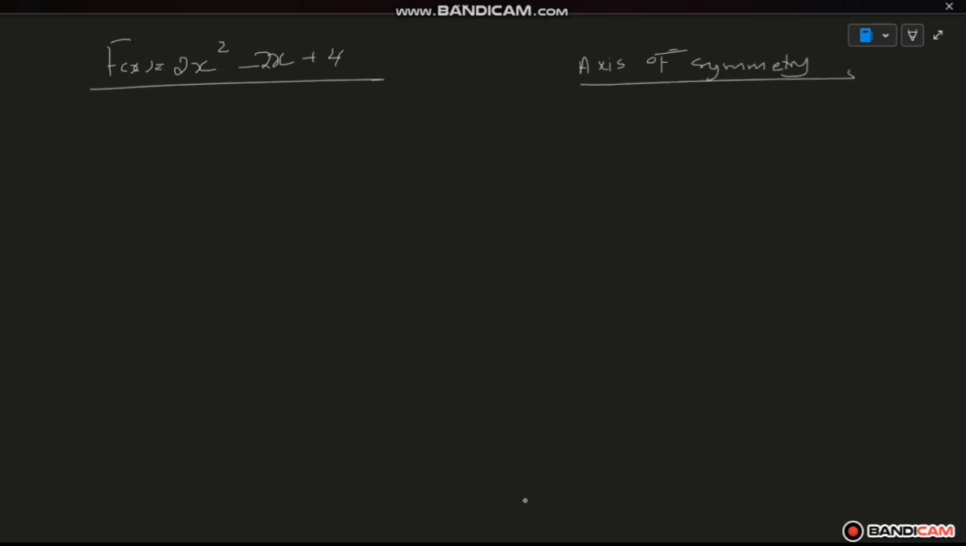Okay, let's try to make an example whereby we are given an axis of symmetry. So let's say we are given f of x as 2x squared minus 2x plus 4. Then you can see here we have something known as an axis of symmetry. So you use the axis of symmetry to find the x value of the turning point. So let me show you what a symmetry is.